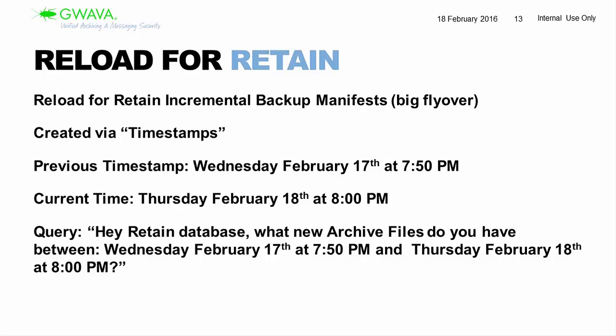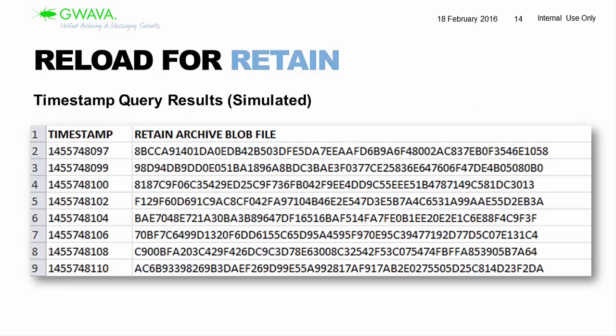And so he's going to query the database. This is just in English language, but he says, hey, retain database, what new archive files do you have between Wednesday, February 17th at 7:50 p.m. and Thursday, February 18th at 8 p.m., right now when it's running the backup? What's produced, and this is simulated, but I thought I'd show it in a spreadsheet, is a list similar to this. I just showed you the first 9 lines, with the timestamp, which helps us determine where we begin the query, and then the actual blob file.